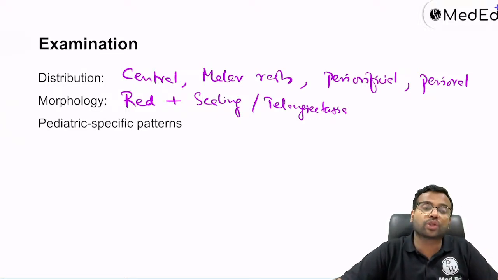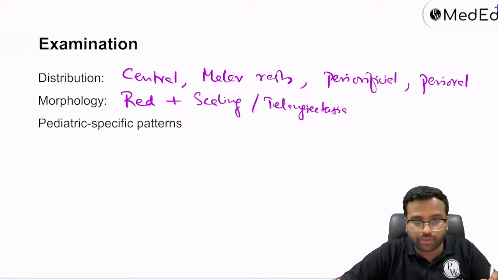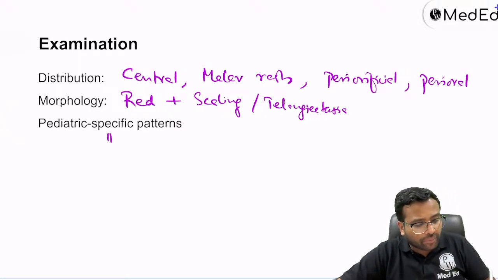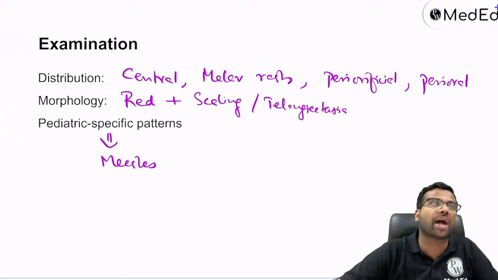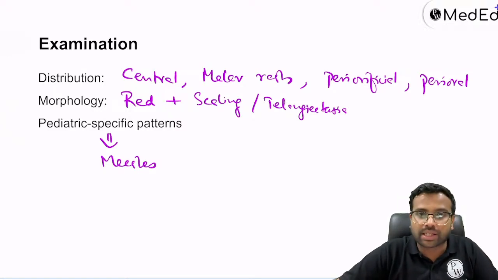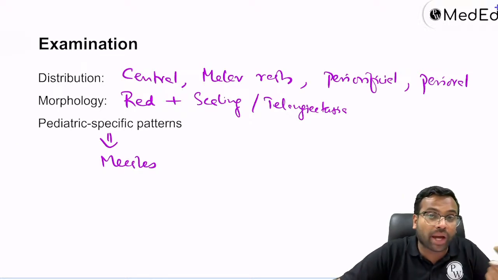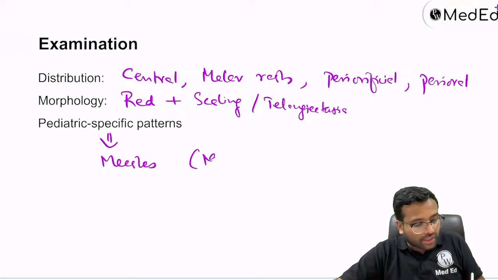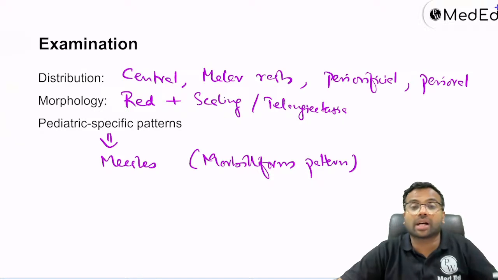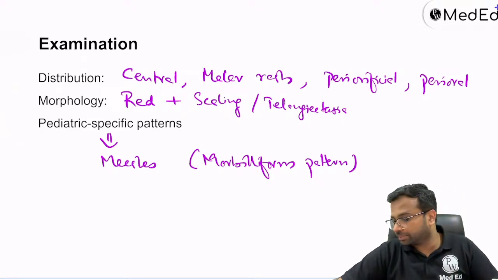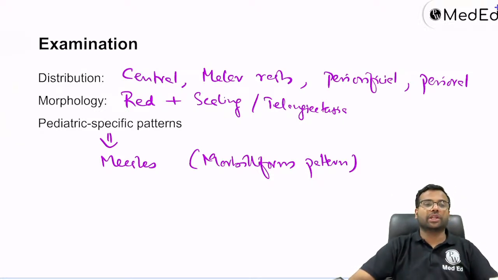And of course, we will also have to see some pediatric specific patterns, like in children, what you can see in measles and all. Some specific patterns, like the pattern that we can see in measles. What do we call the type of rash in measles? We call it an exanthematous rash, or we can call it a morbilliform pattern. So all these are going to be the different types.